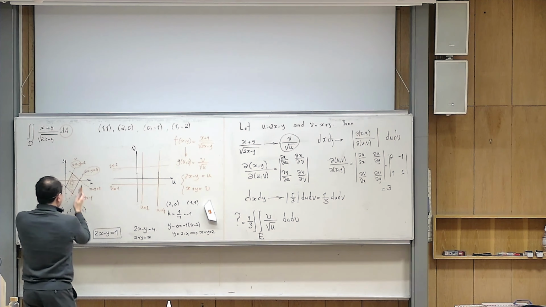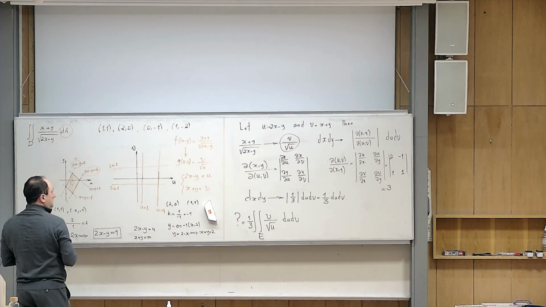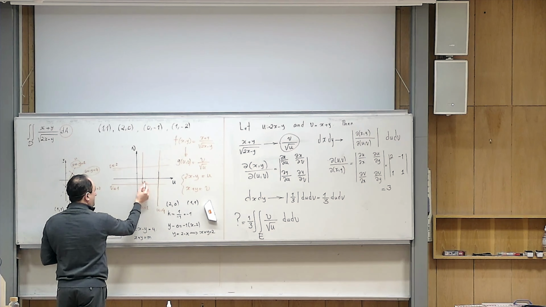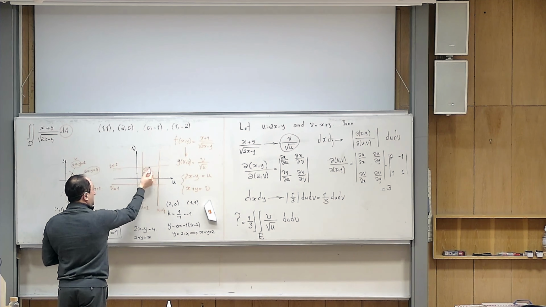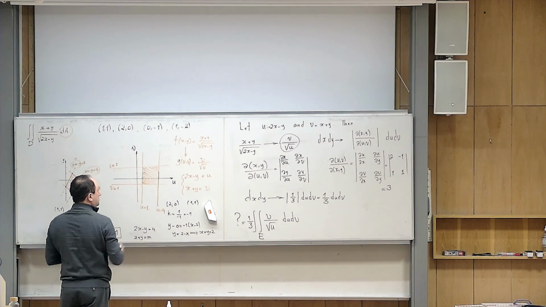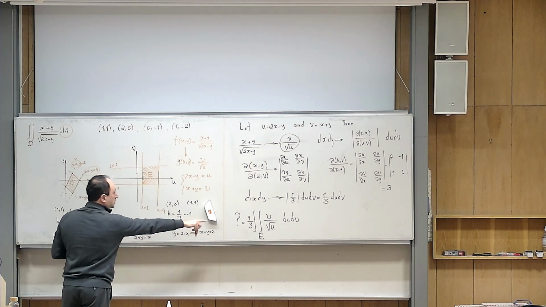So now, this domain D is actually mapped onto, in a one-to-one way, this region. That is what I called E there.